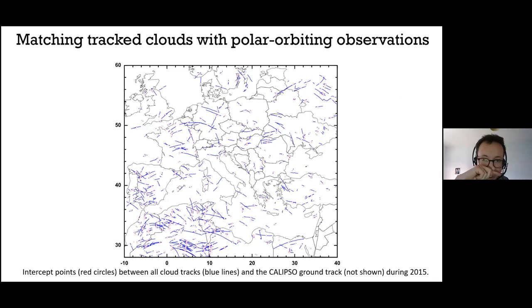Okay, so in the second step, I mentioned that we need to match those cloud trajectories that we saw on the previous two slides with the observation of those polar orbiting satellites. And that's exactly what you can see here for a domain covering Central Europe and Northern Africa. So all these blue lines are cloud trajectories, and those red spots are those intercepts for which we can get the aerosol information in the vicinity of the cloud so that we can actually study aerosol cloud interactions. But first we need to retrieve the CCN and INP concentrations.